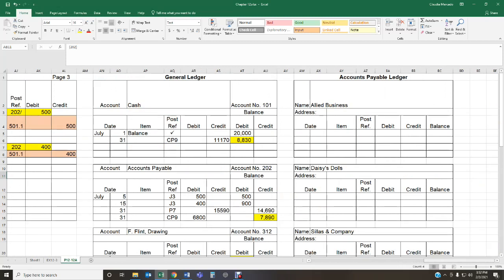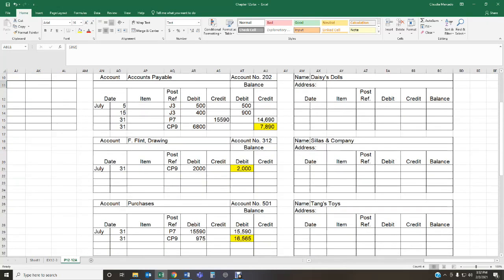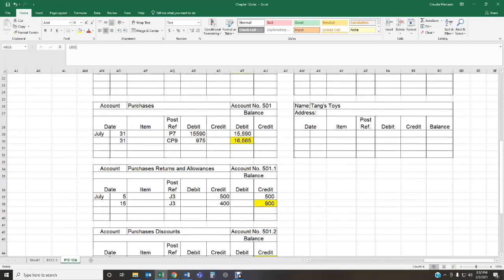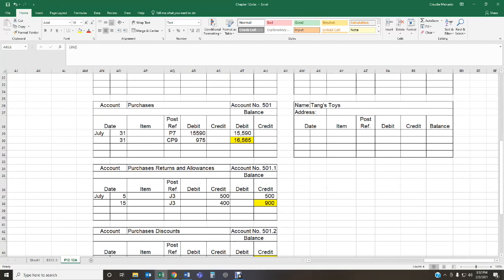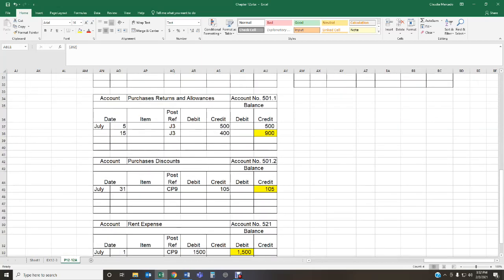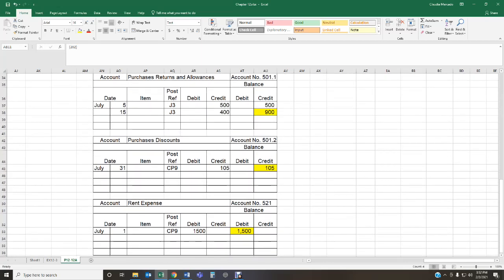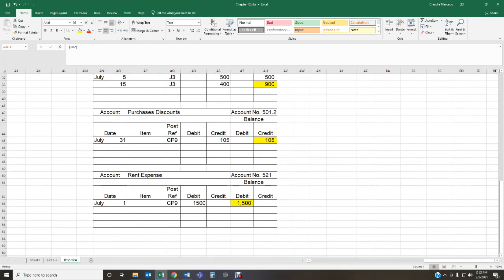Now let me just verify that my ledgers are correct. 8,830, that is correct. 7,890, that's a credit, that is correct. Drawing 2,000 debit, that is correct. Purchases 16,565 debit, that is correct. Purchases, returns, and allowances 900 credit, that is correct. Purchases discounts, it's 105 credit, that is correct. And then rent expense, it's 1,500 debit, that is correct. It's very important that we go back and review and make sure that we're posting them to the correct column, because if not, our balances are going to be off.